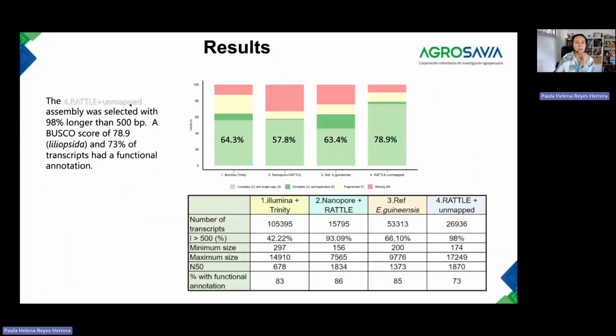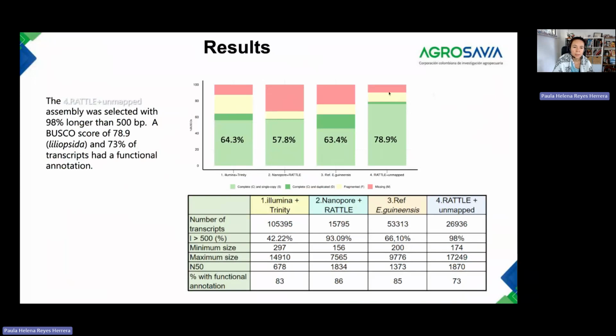Here are the results of the assembly. In this bar plot, we have the BUSCO completeness score for the Liliopsida lineage, and we can see that the first is the Illumina and Trinity assembly. It obtained 64.3%. The nanopore assembly obtained 57.8%, and this difference is associated with the differences in input data that can affect de novo assembly metrics, promoting a complementary approach. The reference-based approach obtained 63.4%, and then the combined approach obtained 78.9%.